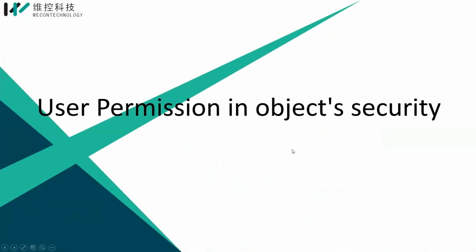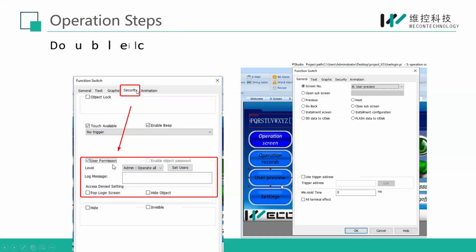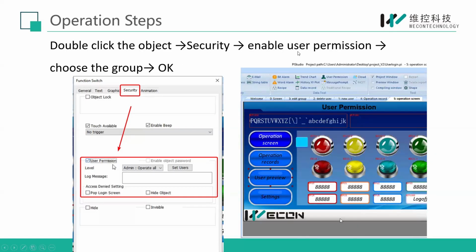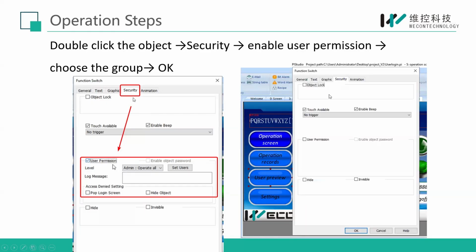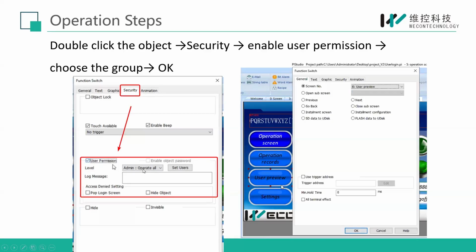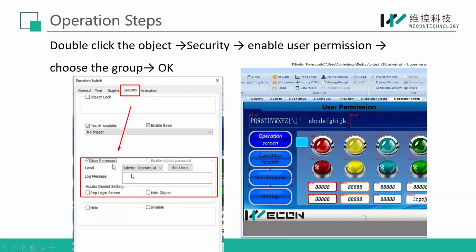And then user permissions in object security. In function switch, you double click on the object and go to security, go to enable user permission, choose the group and click OK. Here in security you can find user permission, select enable user permission and choose the group. Here you have to select your group and then click the OK button.